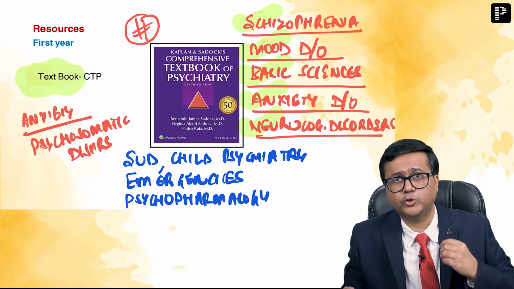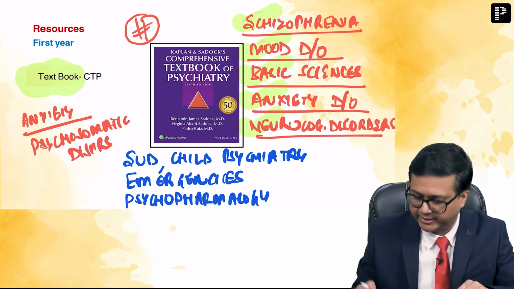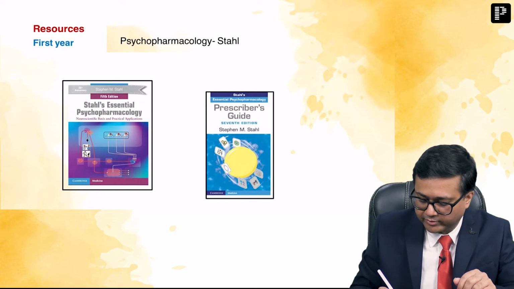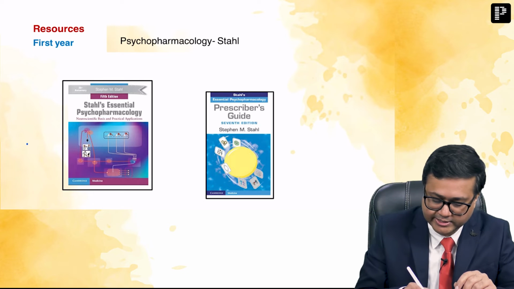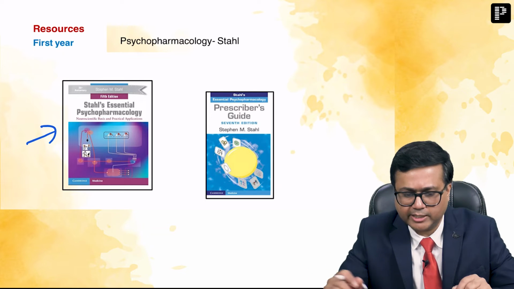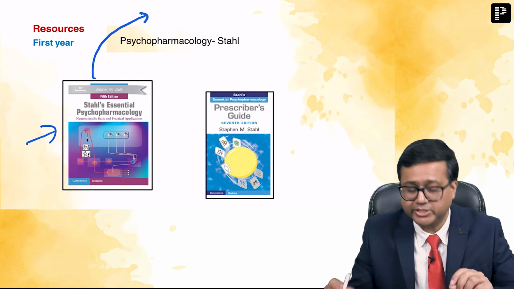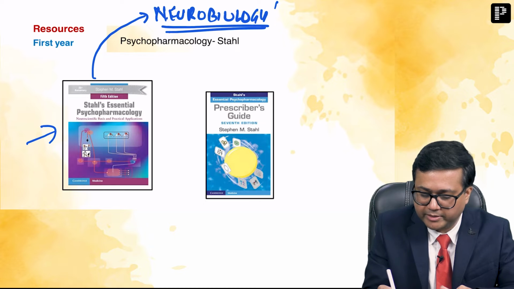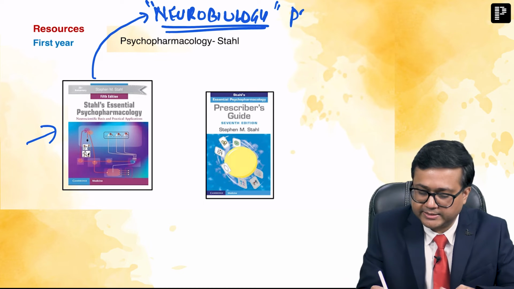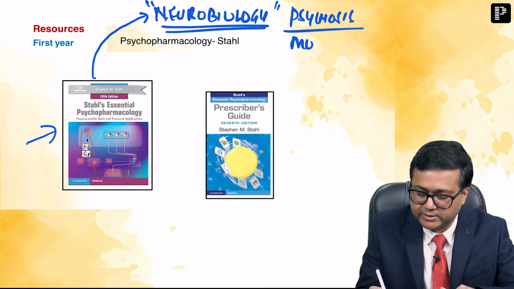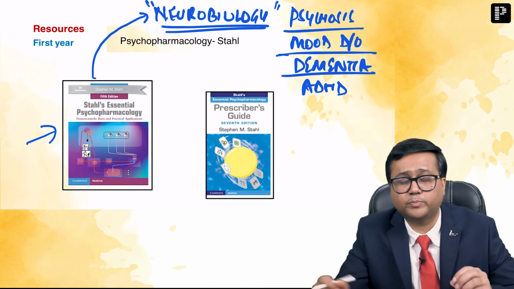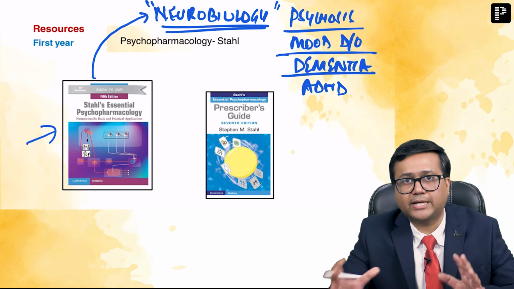So again, you will get a good pace when you start reading CTP from the beginning. Now, coming to psychopharmacology. Psychopharmacology again is a very important topic, and one of the good books to read it from is Stahl's Essential Psychopharmacology. In it, you will find good information, especially on the neurobiology of various disorders. So you can read topics such as psychosis, mood disorders, dementia, then ADHD, and so many other very important topics given beautifully in Stahl's Essential Psychopharmacology.